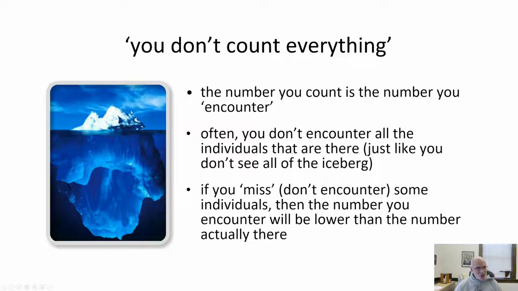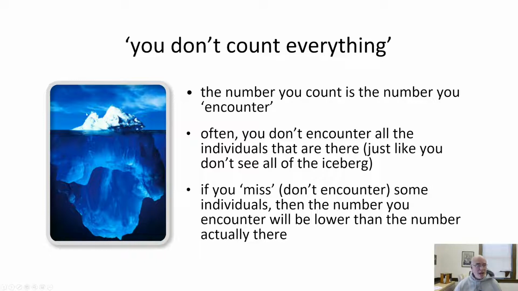Okay, so this is the observed part, and the total size of the iceberg, in fact, is the observed part plus the unobserved part. Okay, so go back to the context of population sampling. You typically don't encounter all the individuals, just like you don't see all of the iceberg. So if you miss or don't encounter some of the individuals, then the number that you encountered will be lower or smaller than the number that are actually there.